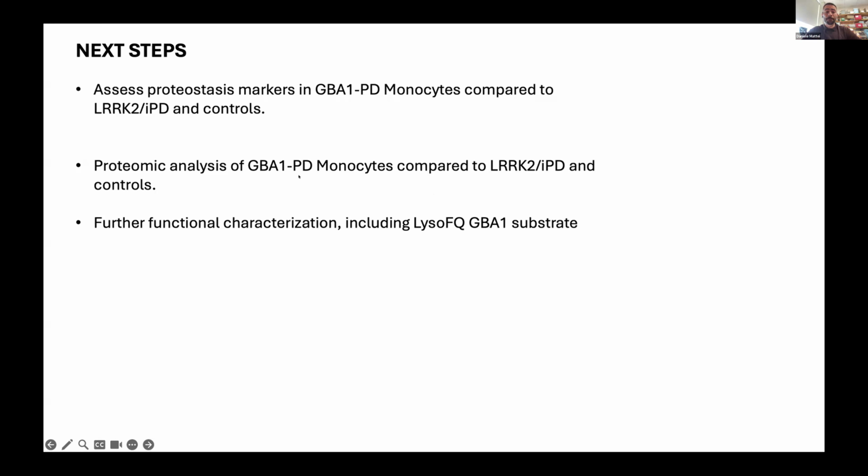And I'm also further characterizing the functional profile of these monocytes. I recently got the LysoFQ GBA1 fluorescent substrate that I want to assay in these GBA1 monocytes to monitor GCase activity in the monocytes.